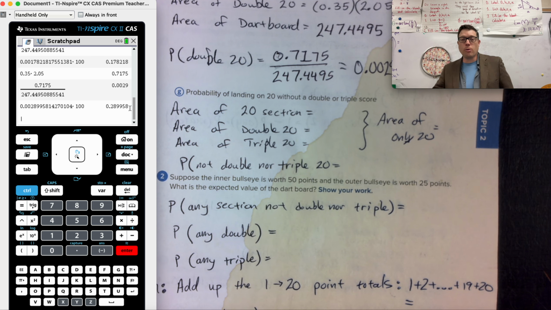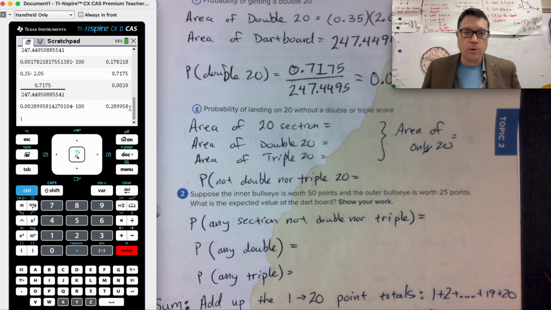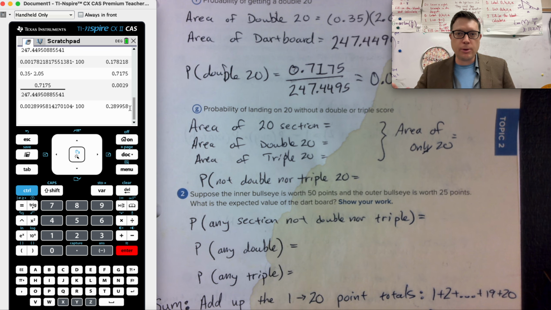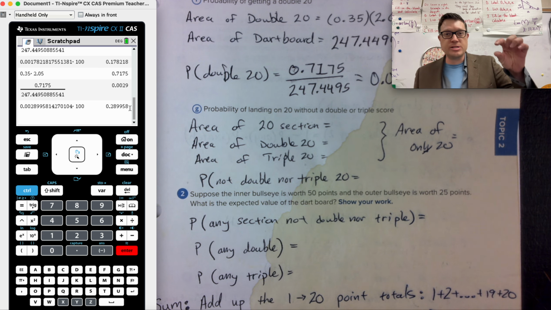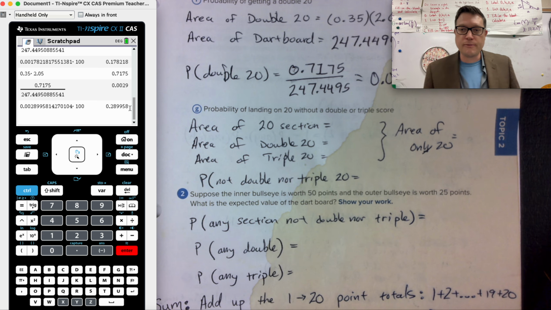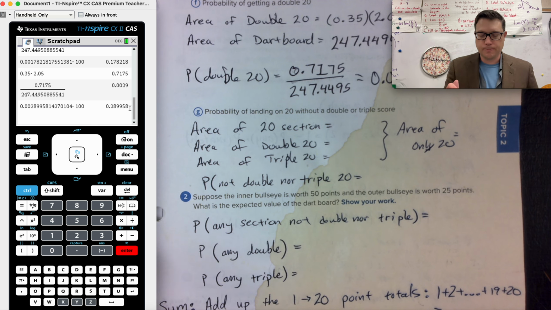Okay, maybe you skip forward and you're waiting for the answer for 1G. So let's do that one now. The probability of landing on 20 without a double or triple score. So we're only in the single score section. And so if we do the entire 20 section and then subtract out the area of double and subtract out the area of triple, then we'll have what's left, which is the area of only 20.